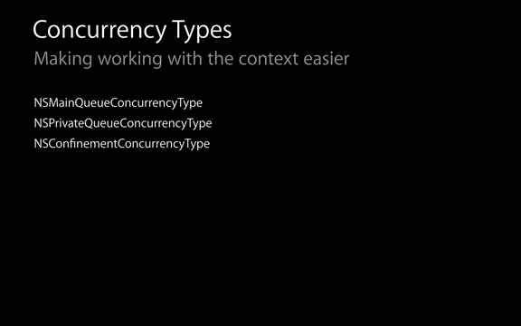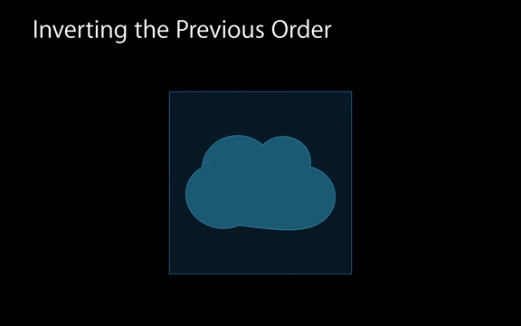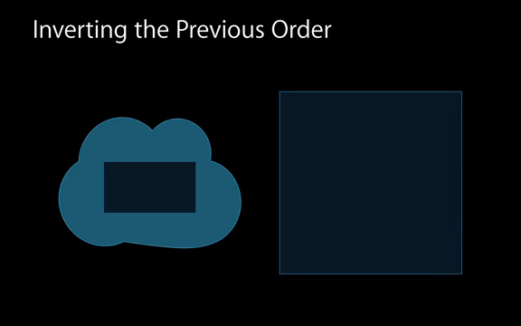I forgot I had that slide. That's just the concurrency types I talked about. Main, private, confinement. And this kind of inverts the previous order. We go from having a thread that has a managed object context to a managed object context that has a queue. And any thread can create a work block and dispatch that block over the queue for processing, or the context for processing. The context will do whatever it wants to, update all of its internal state, and then return to the calling thread. And this actually made things a lot neater, a lot cleaner. It was much easier to talk to the context and get it doing things right.